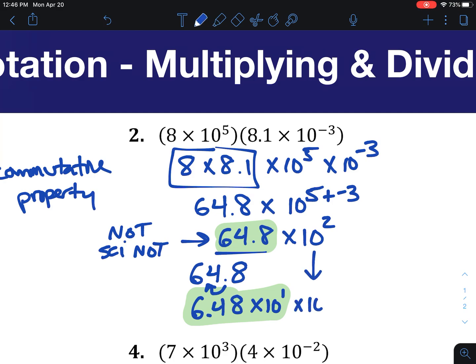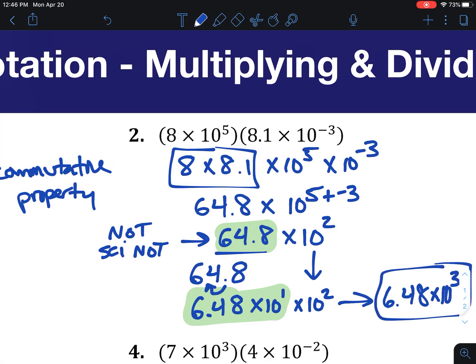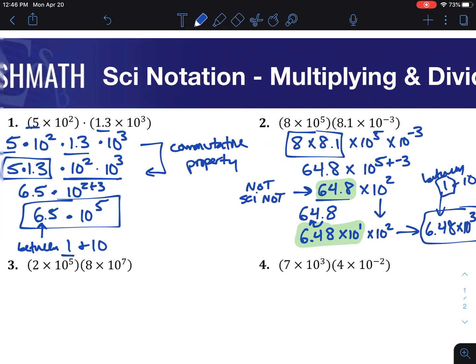Okay, now we're going to bring that back down and then combine our powers of 10. So the full answer here is 6.48 times 10 to the 3rd. And there's our answer written in scientific notation. We had to use one more power of 10 there in order to make that 64.8 into a 6.48, because it's got to be between 1 and 10, and it can be 1 and it can't be 10.